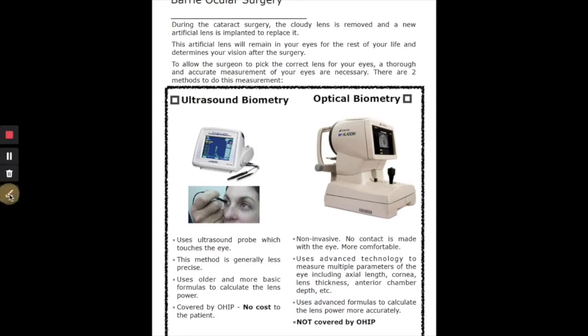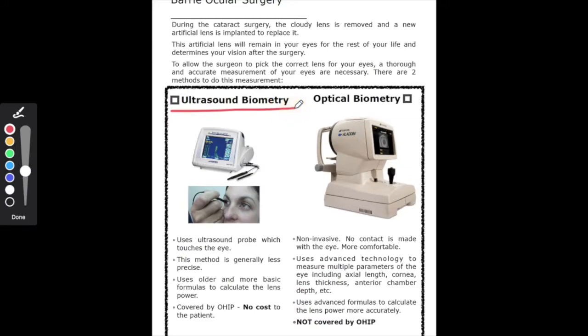The one on the left is the ultrasound biometry. There is an ultrasound probe that touches your eye, and it will use ultrasound technology to measure the length of your eyeball. This method is generally less precise because it depends on you as a patient, whether you're looking in the right direction or not, and also depends on the operator, the person who is using the test. There is a lot of variability, and the quality of the measurement can drastically change depending on those two factors and others.